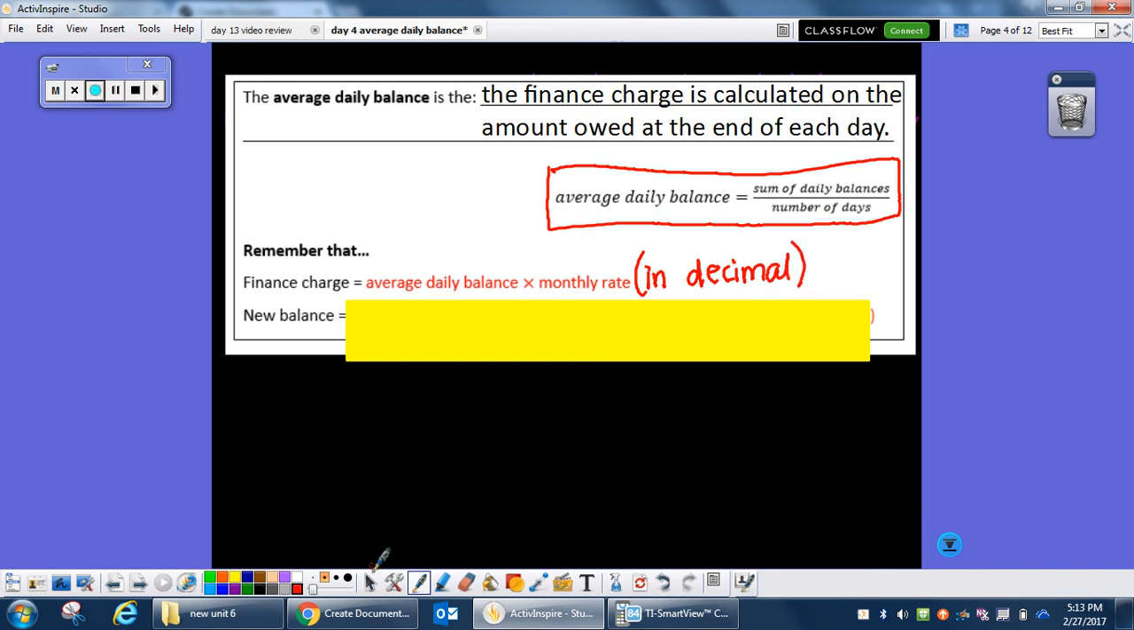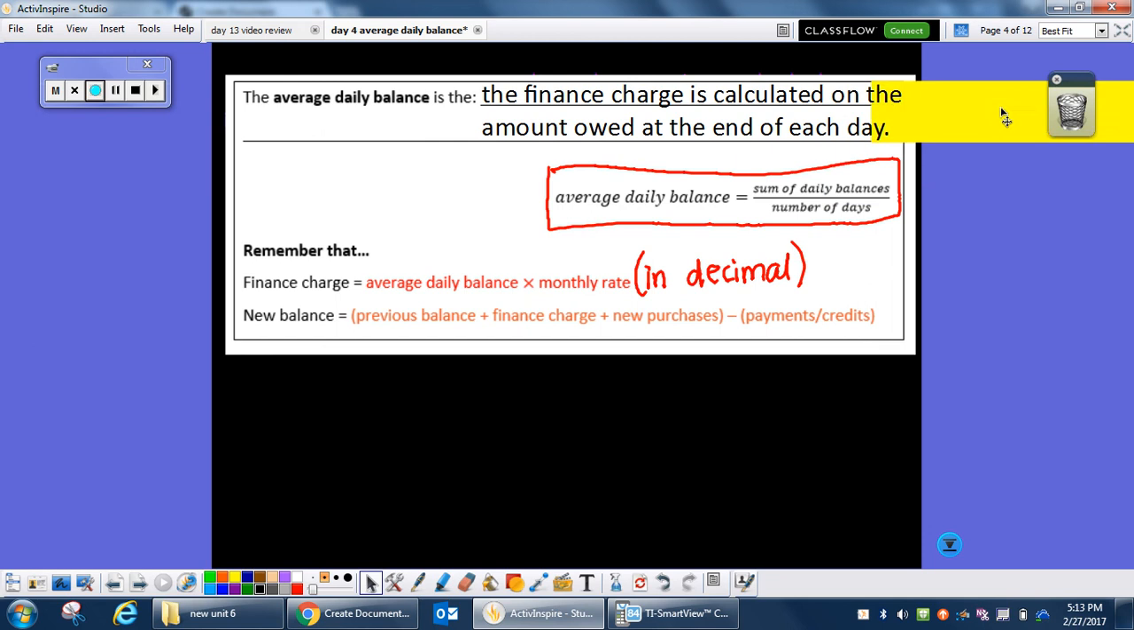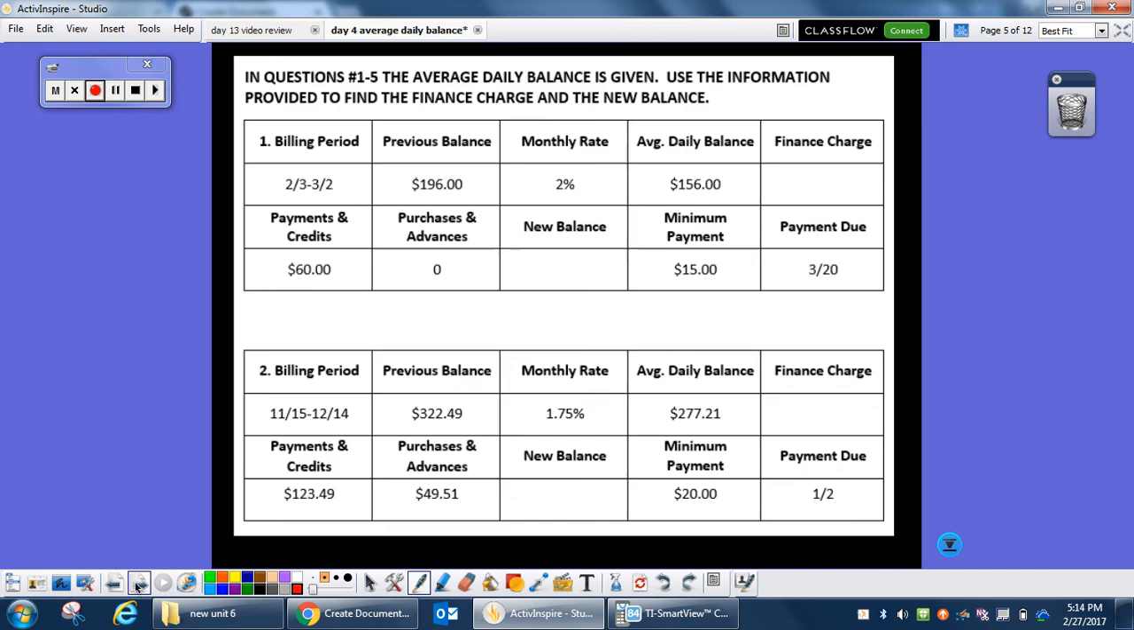And then to get your new balance, you add the previous balance plus the finance charge plus any new purchases, minus the payments and credits. This is a day where I highly suggest you get checked along the way before you finish the whole chart, because if you mess one number up, you're going to mess the whole chart up.